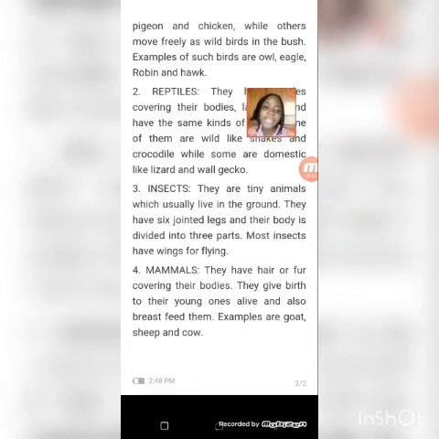We have the insects. Insects are very tiny animals which usually live in the ground. I'm sure you have seen an insect before. Very small, small like this. So they are tiny animals which usually live in the ground. They have 6 jointed legs, and their body is divided into 3 parts. Most insects have wings for flying. Let me look for an example of an insect that has wings.